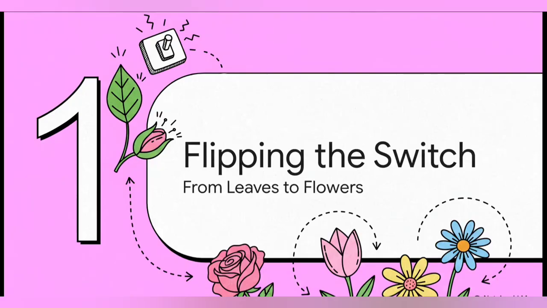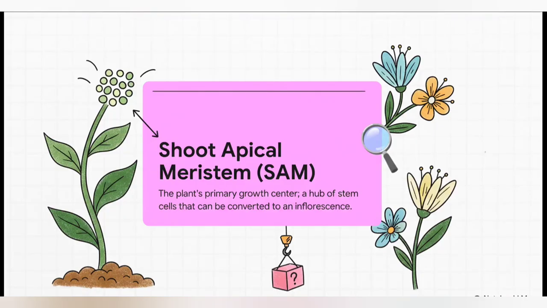All right, so where do we even start? Well, the very first thing that has to happen is the plant has to make a huge decision. It's got to stop what it's doing, just growing leaves and stems, and commit to making a flower. It has to flip that switch. Now, the command center for this whole operation is this tiny little spot at the tip of a growing shoot. It's called the shoot apical meristem, or just SAM for short. You can think of it as a non-stop construction site, just packed with stem cells that are always churning out new leaves, making the plant taller.